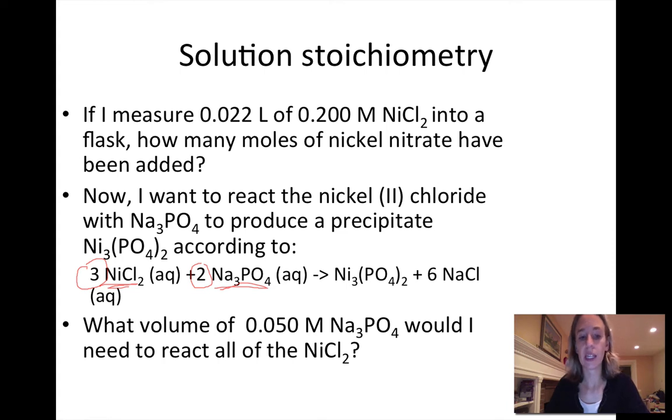So the question is, what volume of sodium phosphate would I need to react all of the nickel chloride? Now you can't answer this question unless you know the concentration, and luckily the concentration is right there, 0.050 molar.